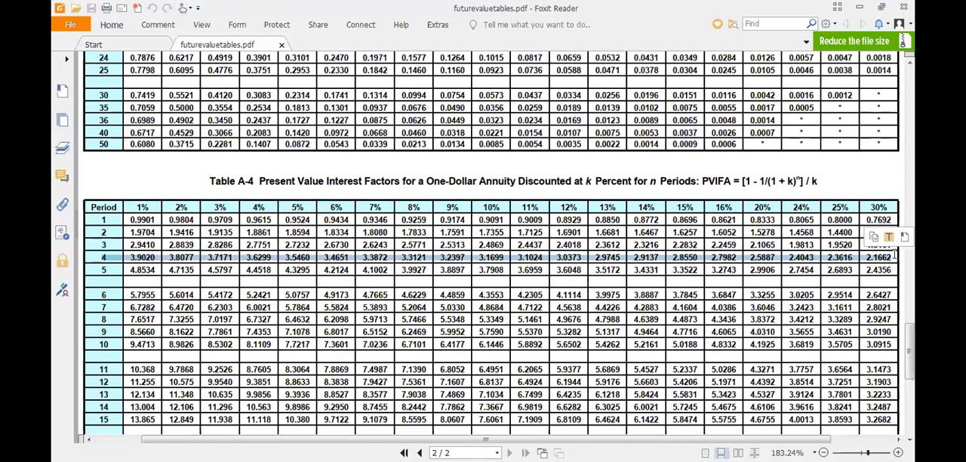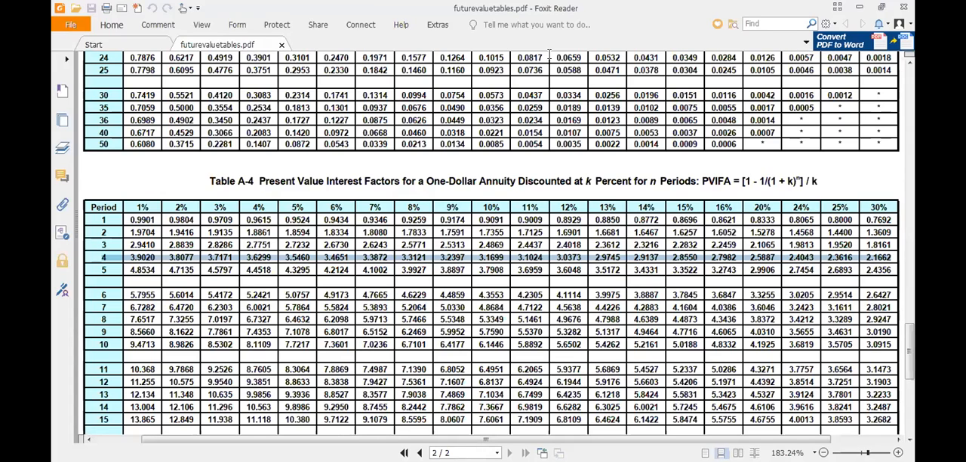These are the 2 nearest values. One is lower than 2.9409 and the other one is greater than 2.9409. So you always have to take 2 values like this only. One will be slightly lesser than the actual value, and one will be slightly greater than the actual value. Like this, you will take those 2 interest factors. So here 13% and 14% are the 2 values. Okay.